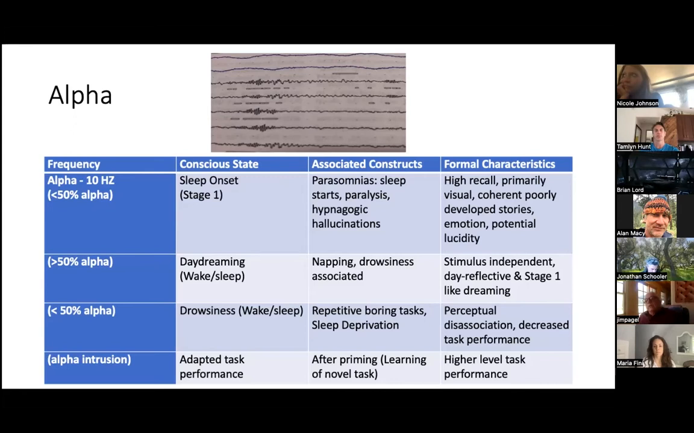When we look at what's happening in the brain during sleep onset, what you find is that many of the visual aspects, particularly the posterior brain, are still active in stage one.